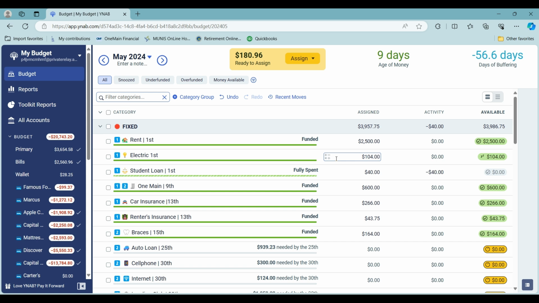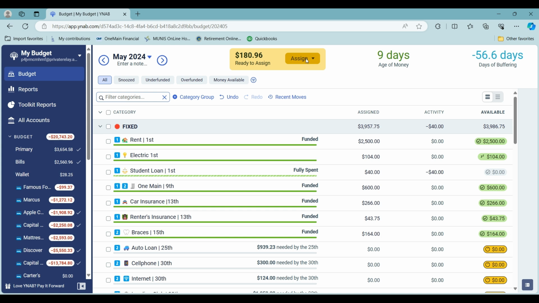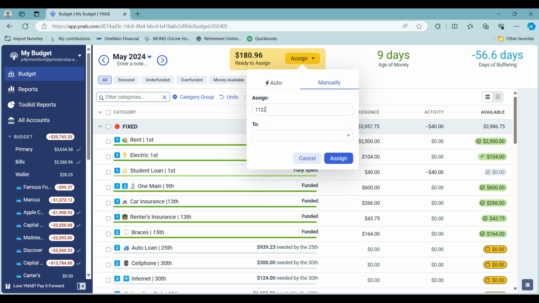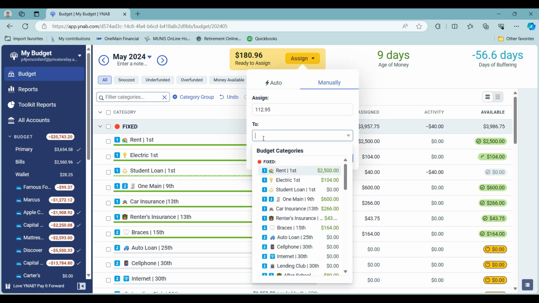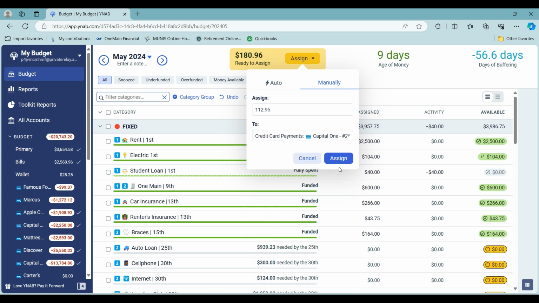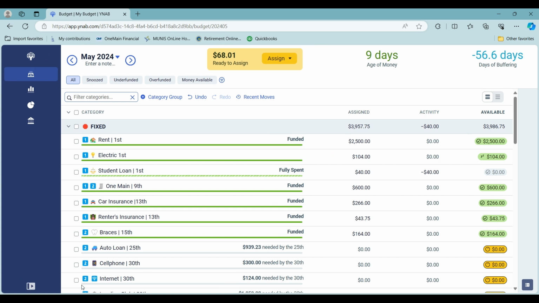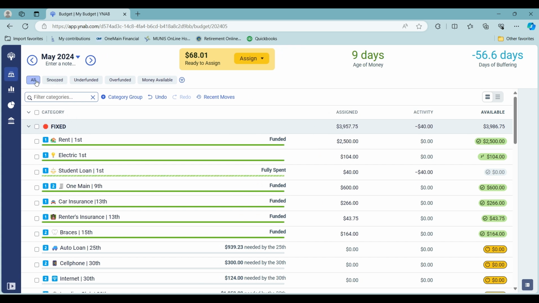Okay. So that's just to pay off what I charged at the end of the month. And then there is $112.95. Okay, so I'm just going back and forth just to get the numbers. $112.95. So that's just to pay off the charge for the internet. Okay, so now I'm left with $68 and a penny. So what can I do with this $68 moving forward?